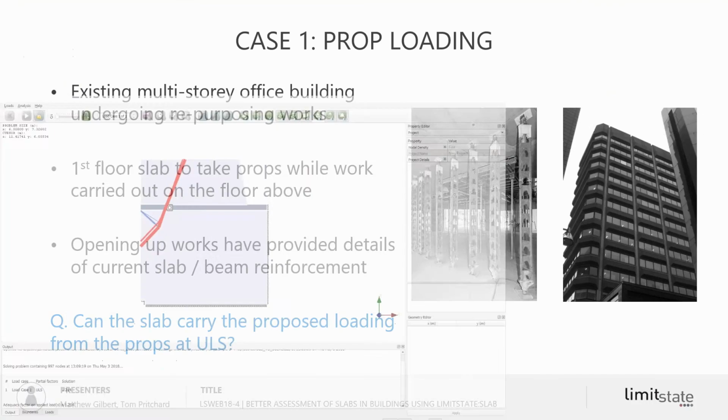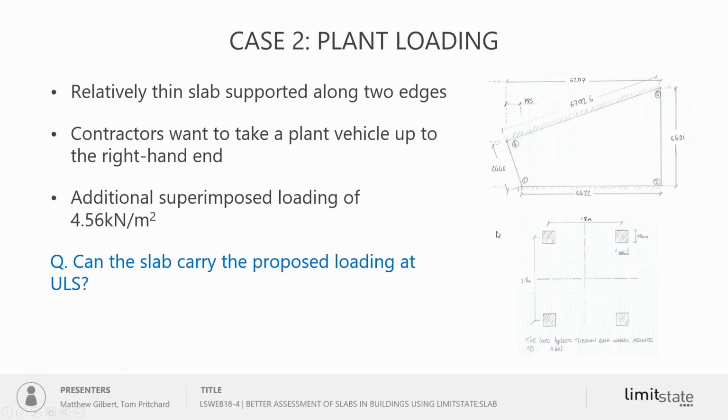So if I just bring that down. Second case is plant loading, and what we have here is a quadrilateral slab. It's quite thin, supported along 2 edges, and the contractors want to take a plant vehicle, so maybe a sort of mini digger or something like that, up to the right hand side here. We have an additional superimposed loading of about 4.5 kilonewtons per meter squared on that slab, and what we want to ask the software is, can the slab carry the proposed loading at the ultimate limit state?